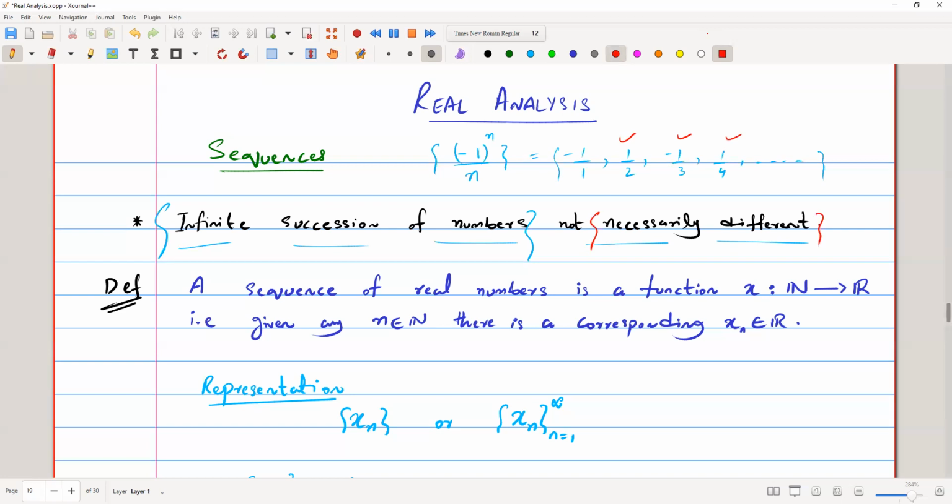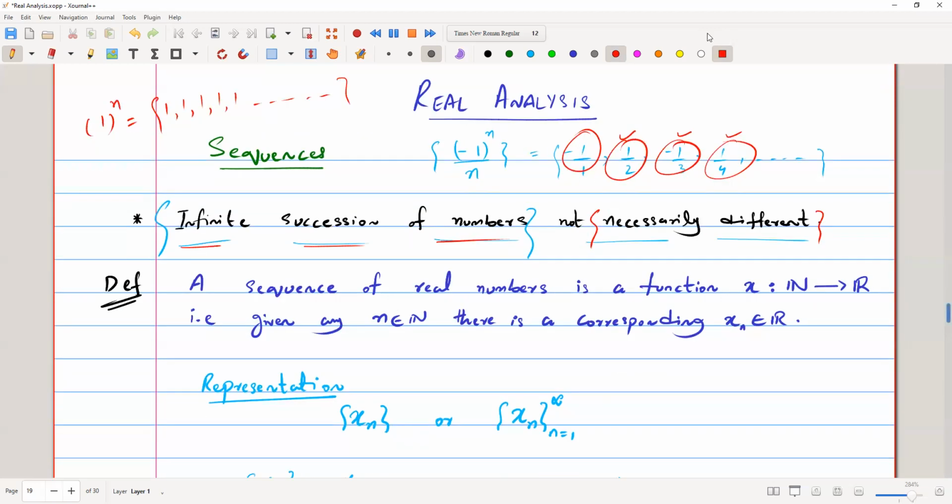So what do we mean by this, that not necessarily different? If we talk about this sequence, 1 to the power n, we know that it's a constant sequence. We will get 1, 1, 1, 1, 1, 1 infinite times, and we call it an infinite sequence and a constant sequence. So it's not necessary that each term is different from the other. The terms of a sequence may be the same, may not be the same, but it is necessary that they are infinite. Okay, but it's not a rigorous definition. Let's talk about the actual definition of the sequence.